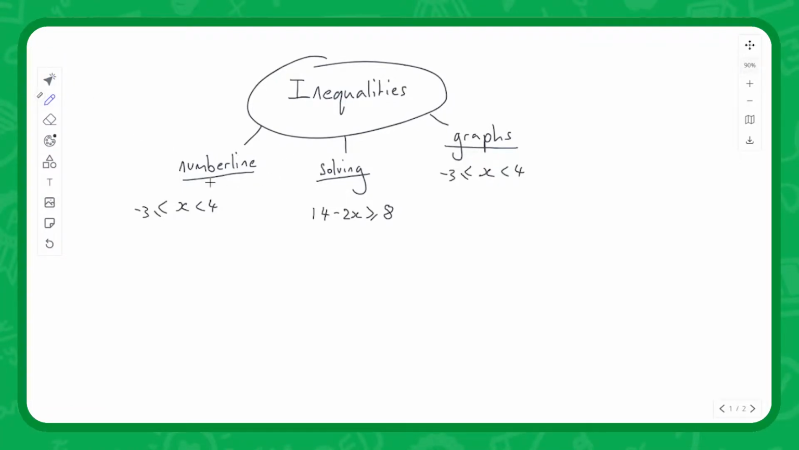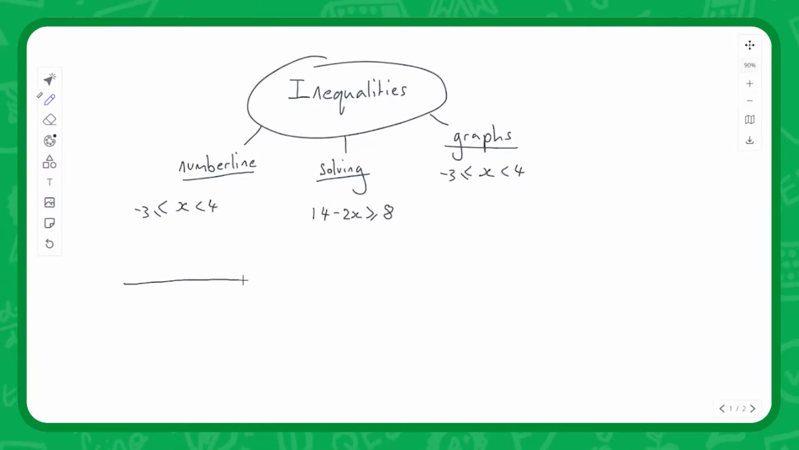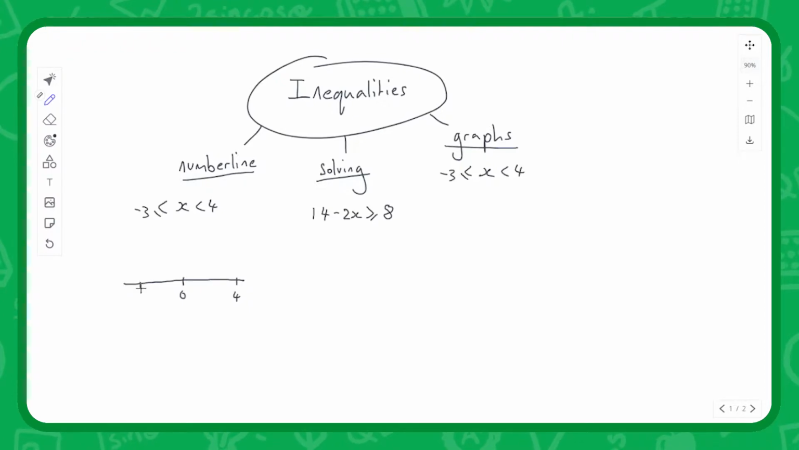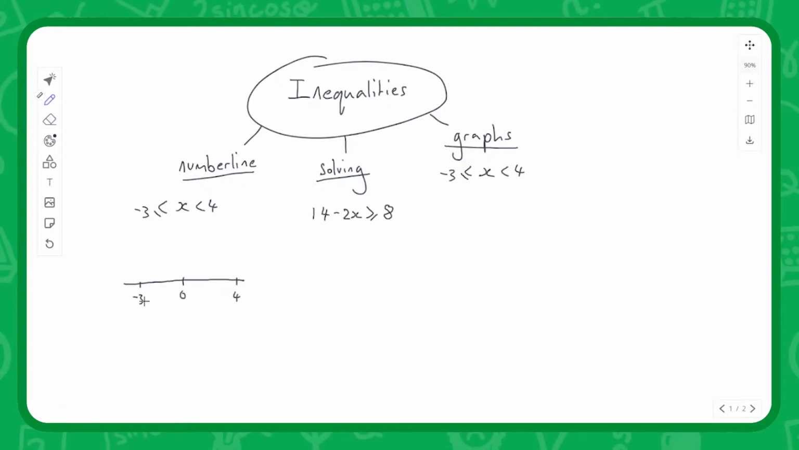So let's start off with the number line representation. I've got a simple example here, and first of all, I'm going to draw my number line out. So I'll put 0 in the middle. We're going to have 4 up the top and -3 down the bottom.